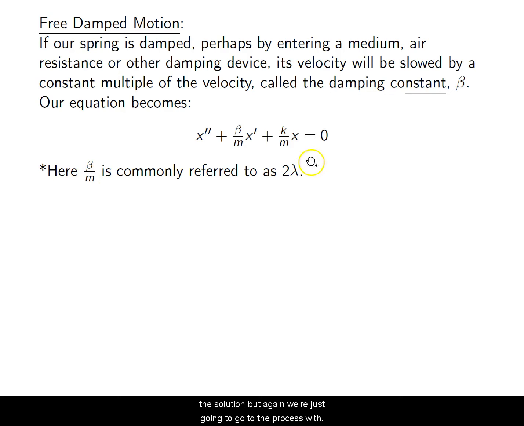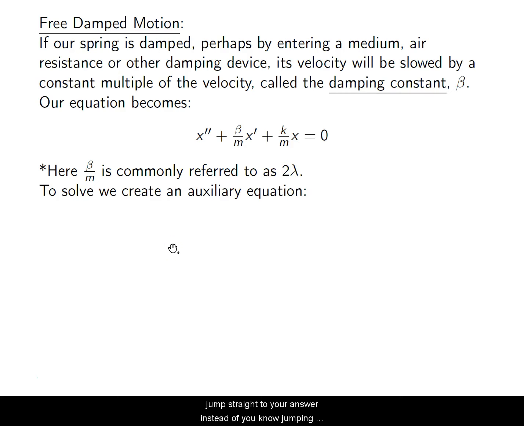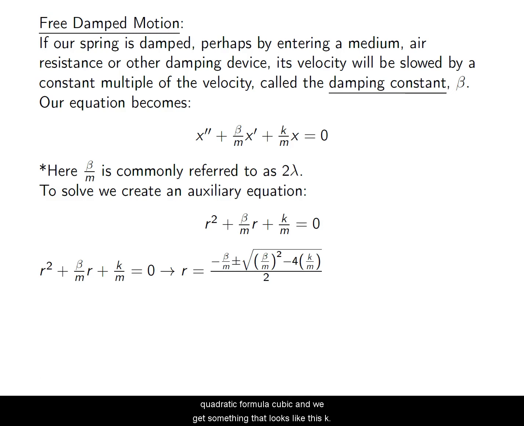But again, we're just going to go through this process with the values that you're going to be given from your equation right away so that you can jump straight to your answer instead of, you know, jumping through a few hoops. Okay, so let's form our auxiliary equation. Again, we're going to use r instead of m because, as you can see, there's an m everywhere here. So r squared plus beta over m times r plus k over m. So again, really all we need to do is throw this into the quadratic formula since it's a quadratic, and we get something that looks like this.